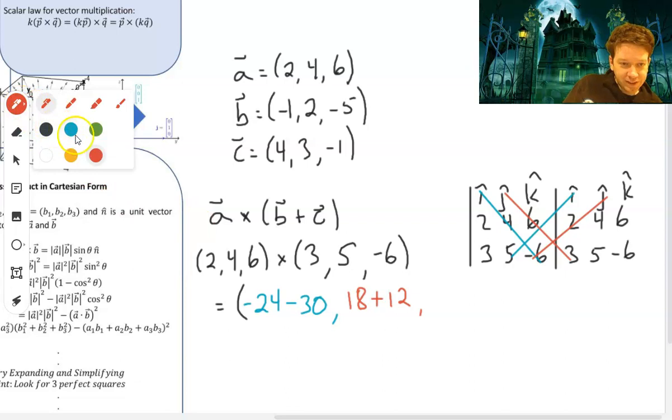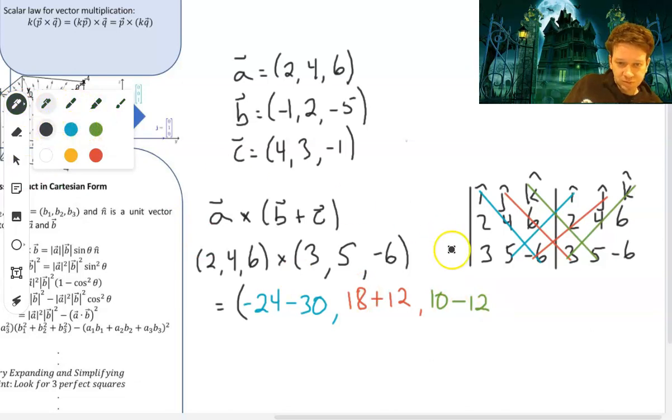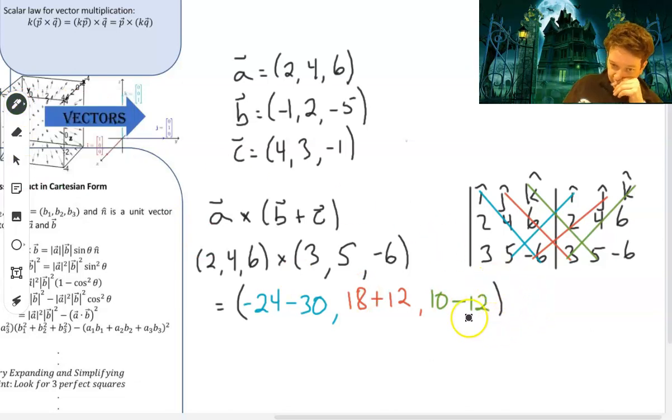And our z vector, which is our k, 2 times 5, which is 10, subtract 4 times 3, which is 12. All right, so when we do that, we get a vector which is equal to minus 54, 30, and negative 2.